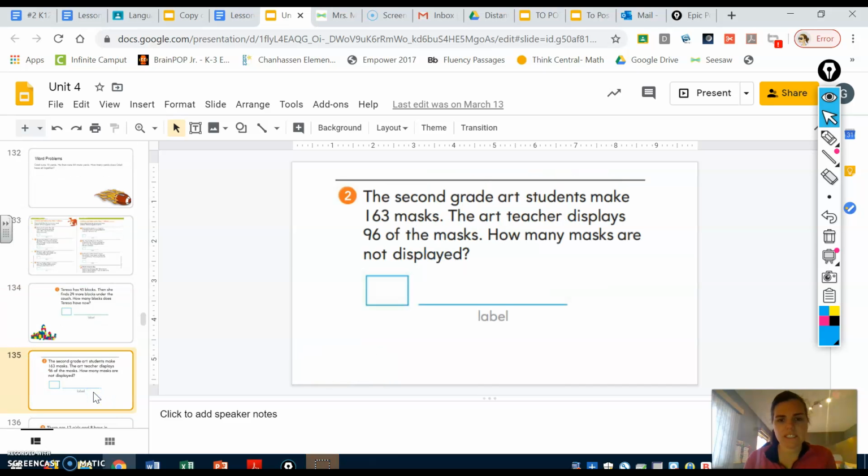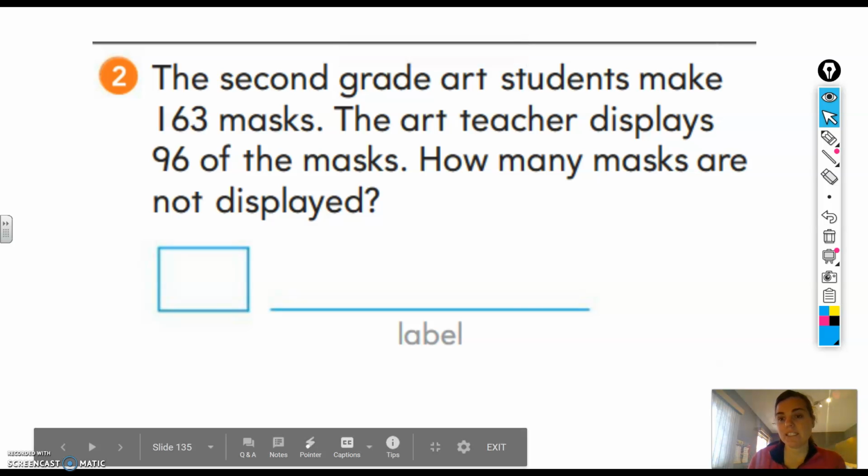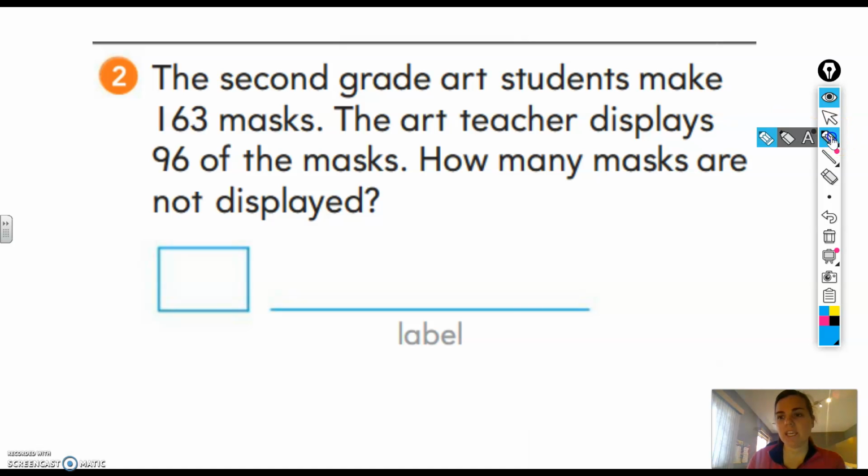All right, now if I go on to my next one here, hold on. My next one, it says the second grade art students make 163 masks. The art teacher displays 96 of the masks. How many are not displayed? So I'm going to start with that math mountain again. Oops. So here's my math mountain. Actually, I'm going to move it down a little bit so I have room for my total at the top.